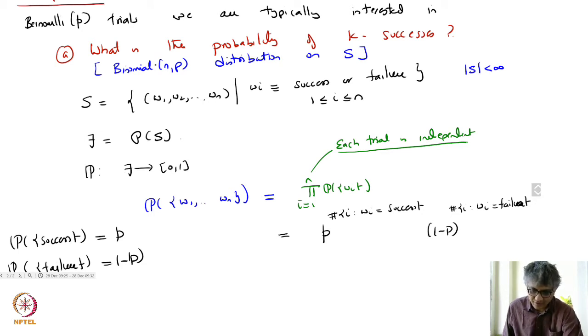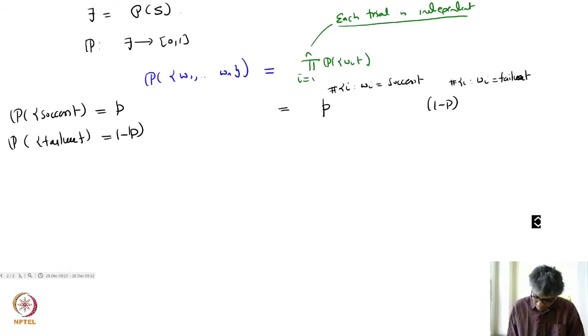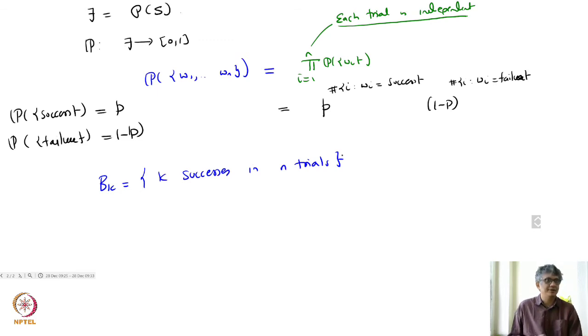Let's see. So let's say I denote B sub k. Let's say B sub k is the event that there are k successes in n trials. That's the event of interest. And the question is asking, B sub k is this, what is the probability of B sub k?